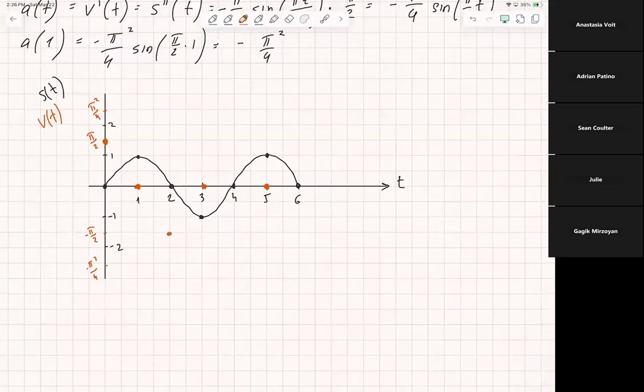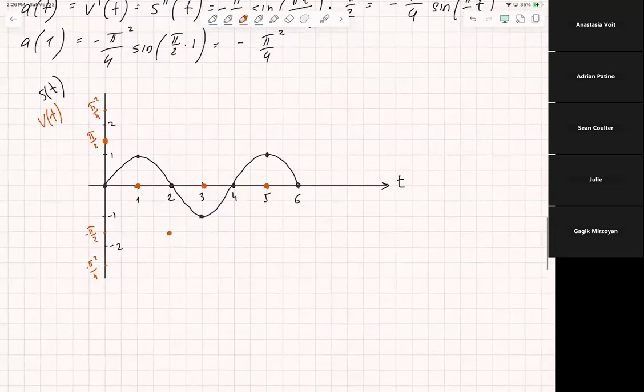Okay. So at 2, we have negative pi over 2. So that's a point here. And at 4, we have positive pi over 2. So I am expecting at 6 seconds to have the same thing since we have the same amplitude. And now just connect the points nicely. And this is your velocity function.